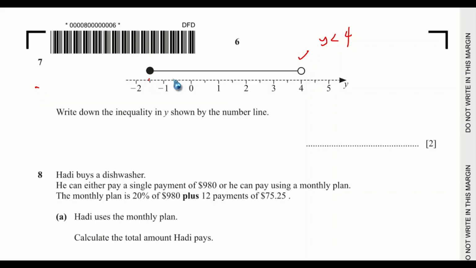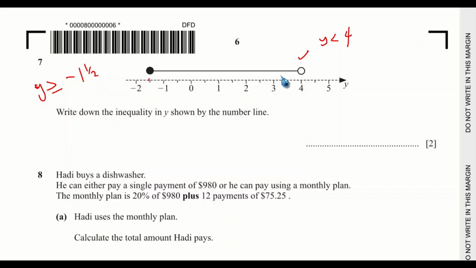Sorry, I thought I used x here, so y. So the second one will be y greater than or equal to, because of this. It is shaded, so you have that kind of equality there. I can say minus 1 whole 1 over 2, which is the same as minus 3 over 2, which is still 1 and a half, or you can say minus 1.5.